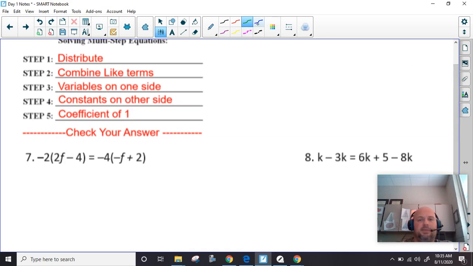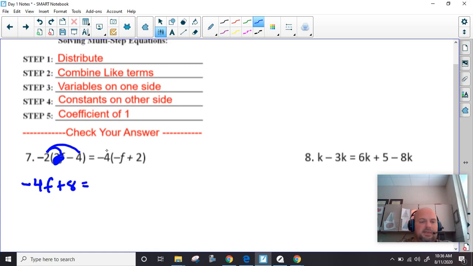So this is our first one where we're actually going to have to distribute because we have parentheses. So negative 2 times 2f, so I get negative 4f. Now, if you've had me before, I like marking that out so I know what's going on. I have negative 2 times negative 4. I treat that as a negative 4 because I'm going to get my sign right every time. So that gives me a positive 8.